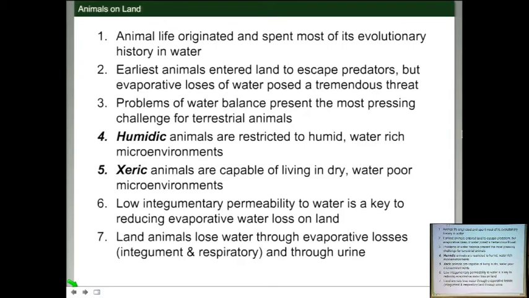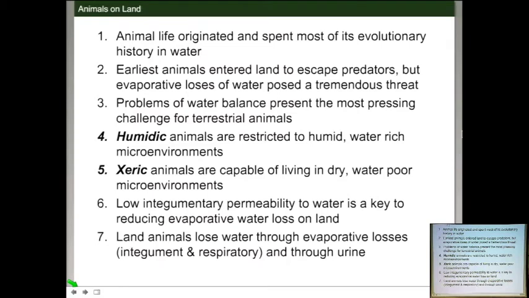And we divide the animals up, some more definitions, into humidic animals. These are animals whose habitats are restricted to humid and water-rich environments, as opposed to xeric animals. Xero, zero, means dry. So xeric animals are capable of living in dry, water-poor microenvironments.